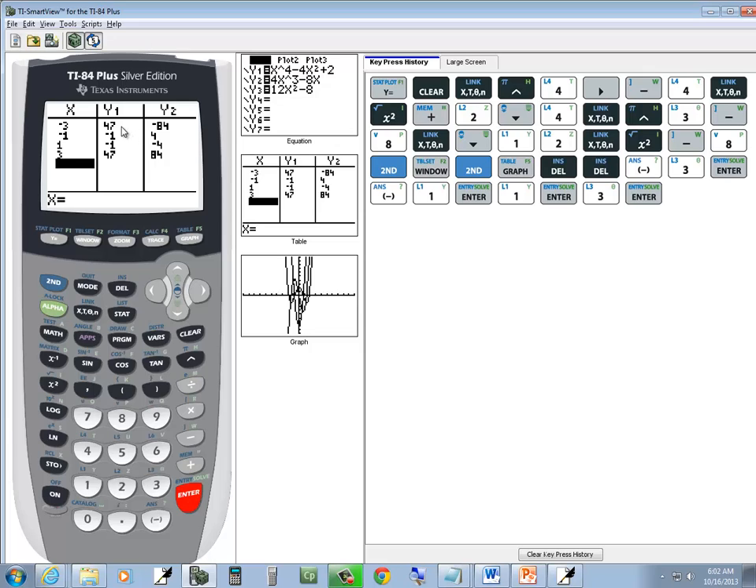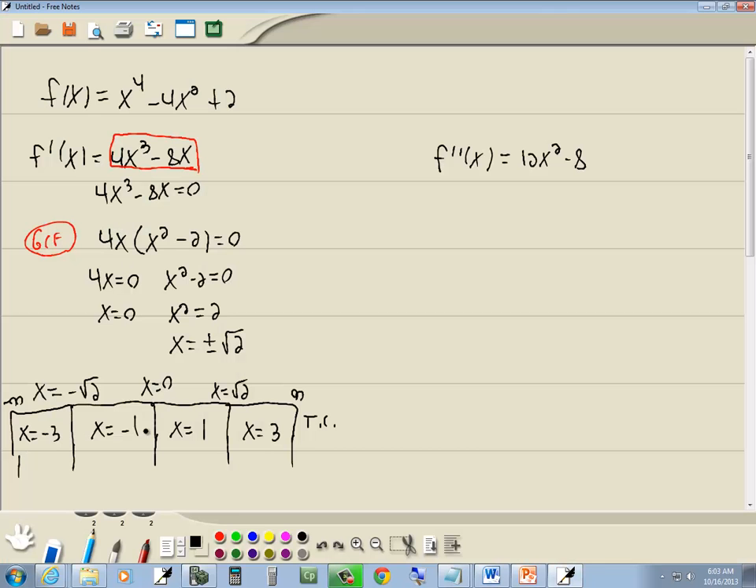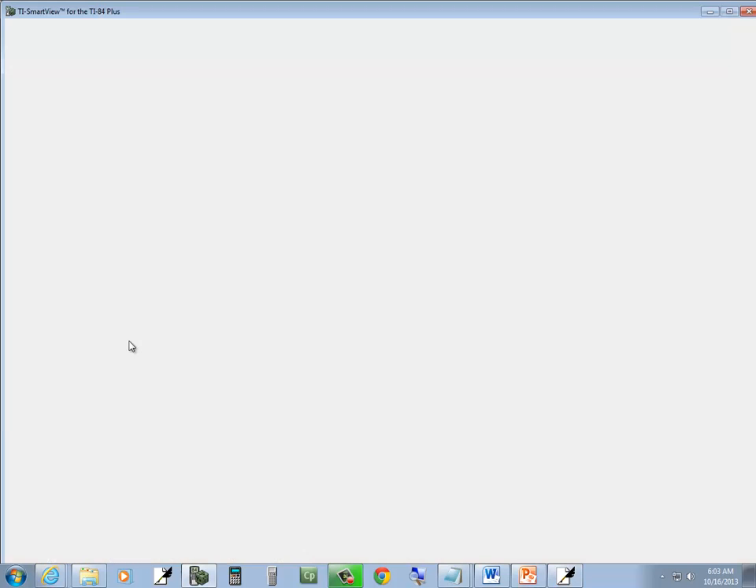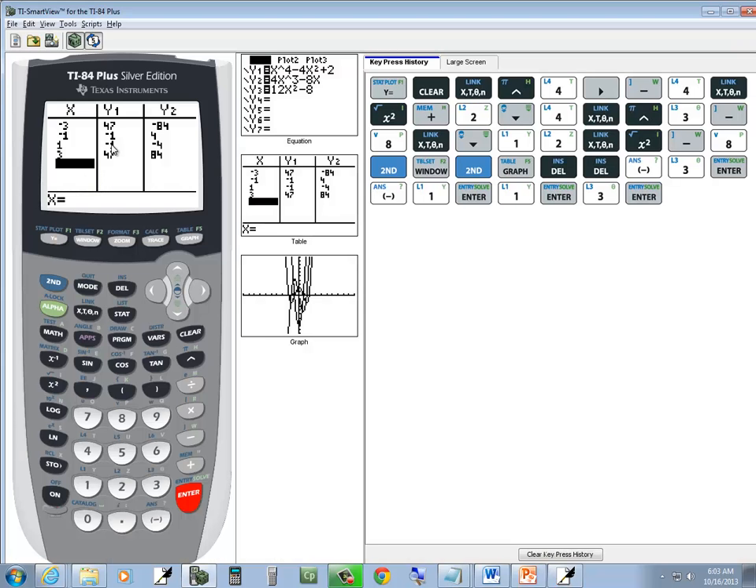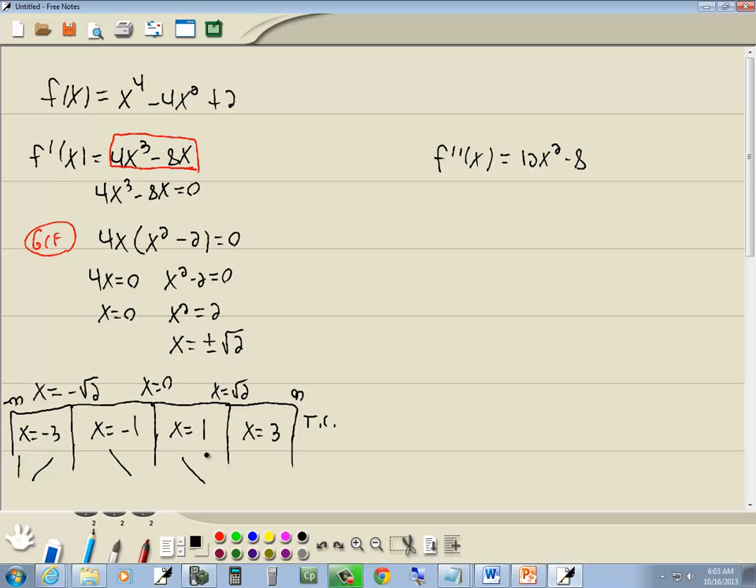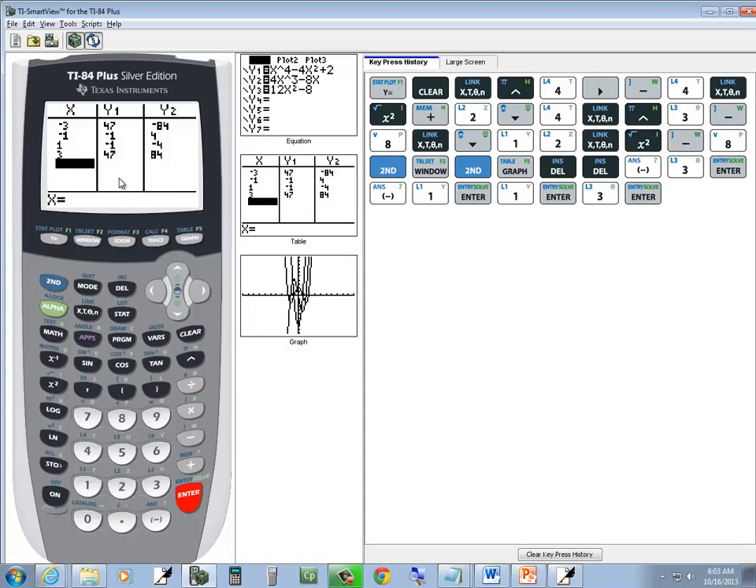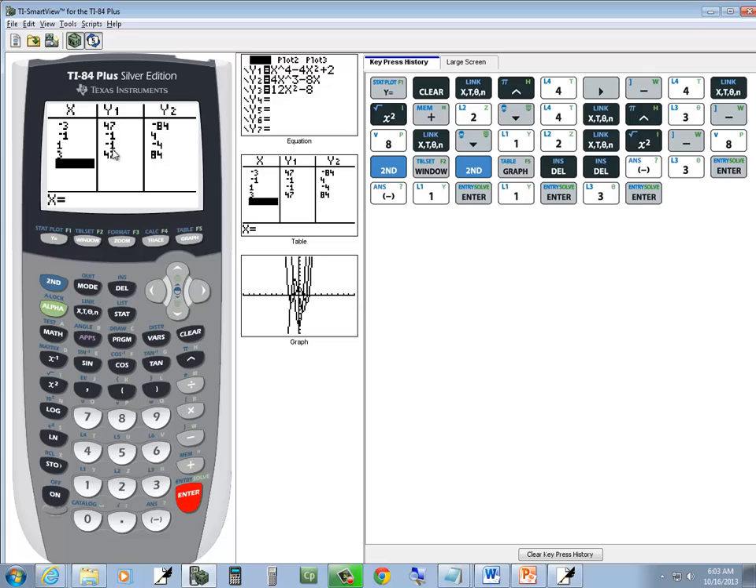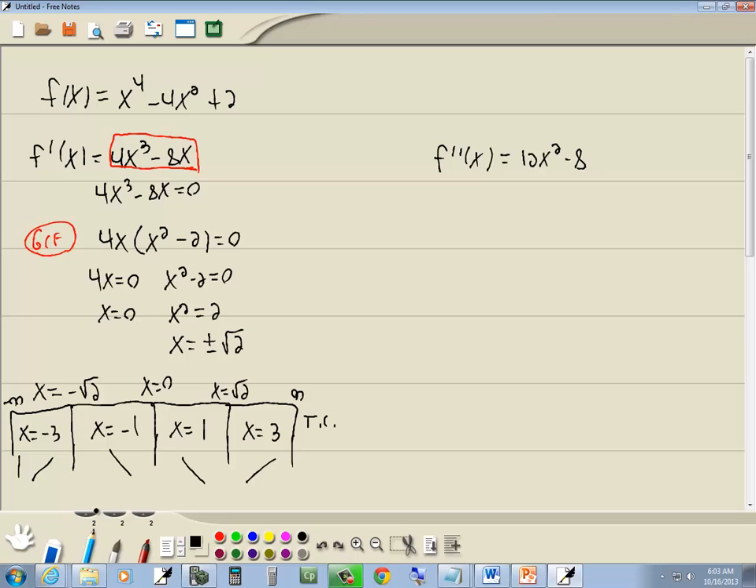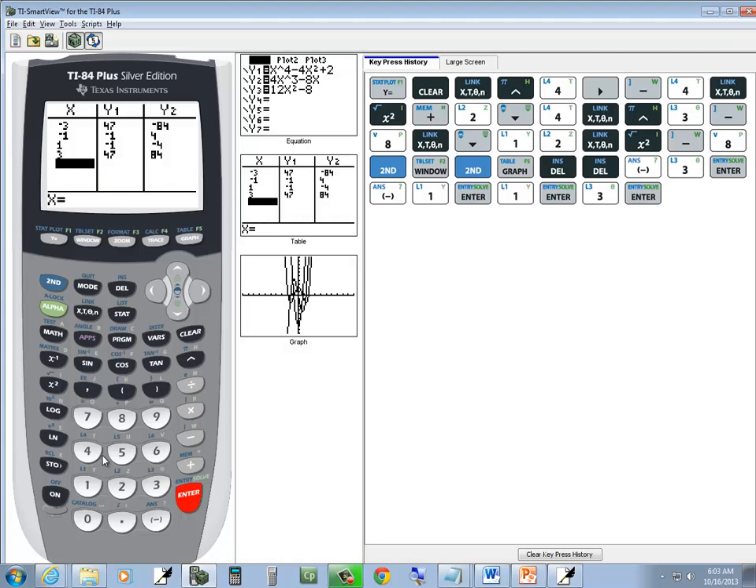Now negative 3 gave us positive 47, so this is increasing. Negative 1 gave us a negative, which means it's decreasing. And 1 gave us negative, which means it's decreasing. And 3 gave us positive 47, which means it's increasing. Now, what I'm looking at is y1, because that's where I put my function. Oh, wait a minute. I should be looking at y2. Don't do these early in the morning. I'll wake up eventually. Okay, y2 is where we put our first derivative. Sorry.